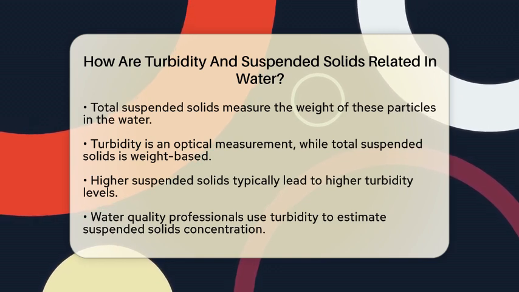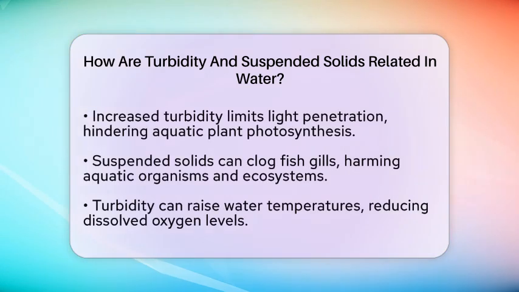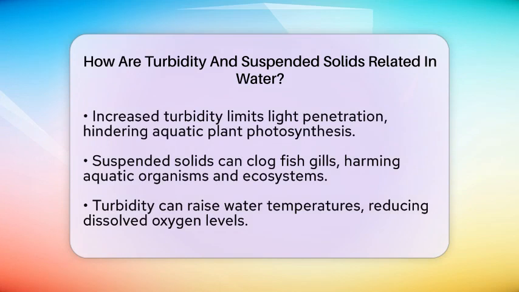The presence of suspended solids and the resulting turbidity can have several effects on water quality. For instance, increased turbidity limits the amount of light that penetrates the water. This can hinder photosynthesis in aquatic plants, which is essential for the food chain. Additionally, suspended solids can clog the gills of fish and other aquatic organisms. This can harm their health and disrupt the ecosystem.